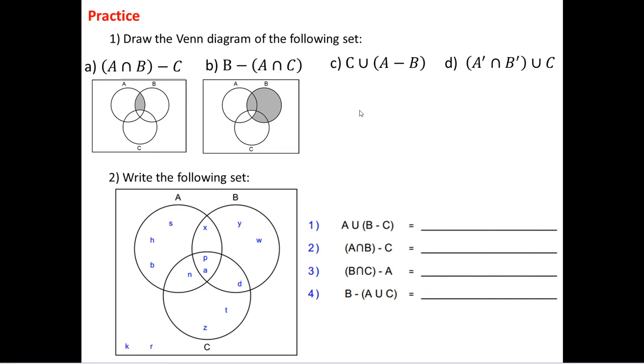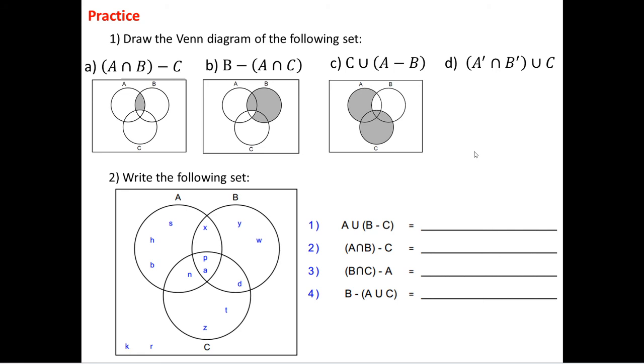Next, what is C union A minus B? This is the answer. We have set C union, or combined with, A minus B. So our A subtracted by B is the shaded region here. Combine it with everything inside the C. So this is our answer for letter C.